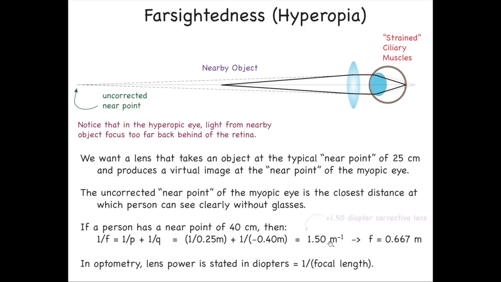And again, in optometry, lens power is stated in diopters, which is 1 over the focal length, which is just this number, right? So this person would require a positive 1.5 diopter corrective lens, right? And that's it.